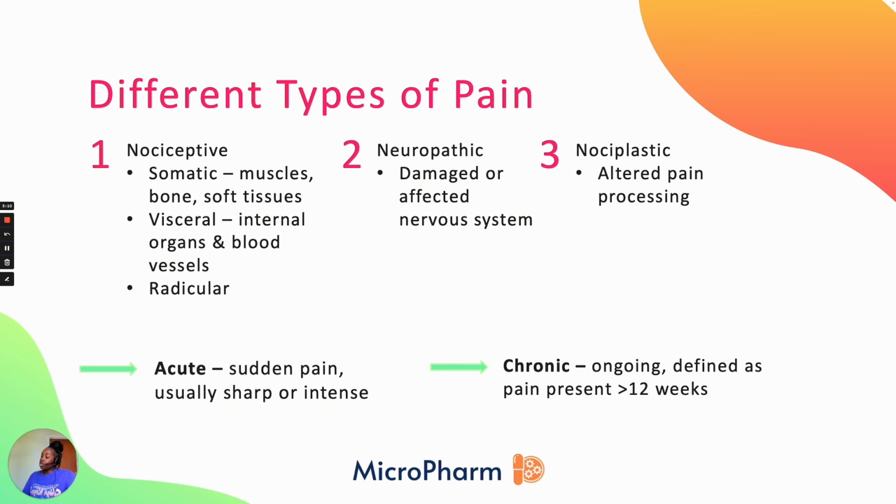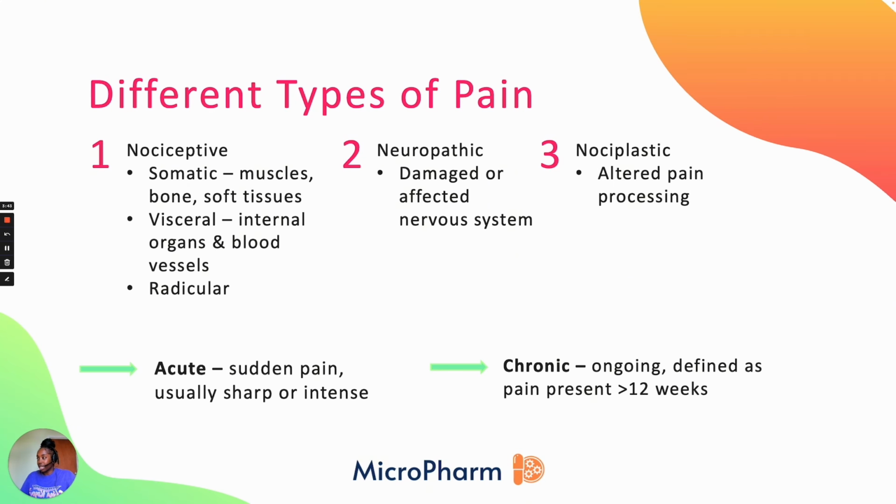And then there's neuropathic pain, which stems from the nervous system being damaged or affected in some way. Examples of this type of pain are trigeminal neuralgia or diabetic neuropathy. And this type of pain can be quite difficult to treat, and the medications used are a bit more on the specialist side.